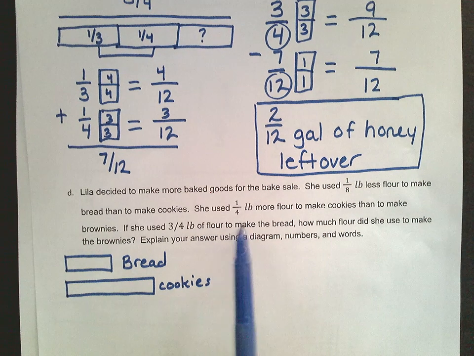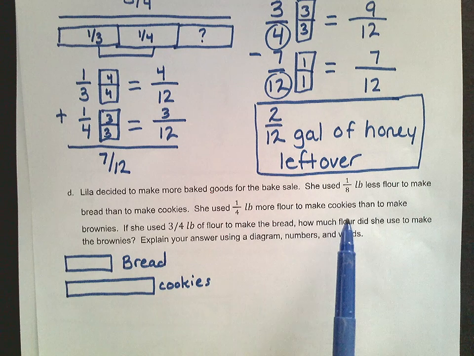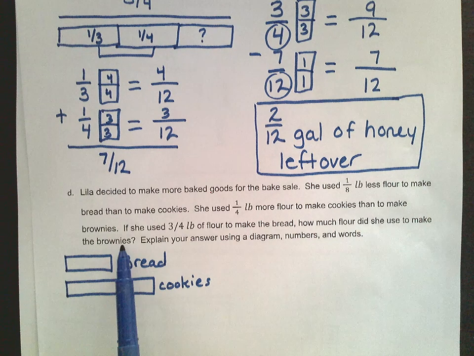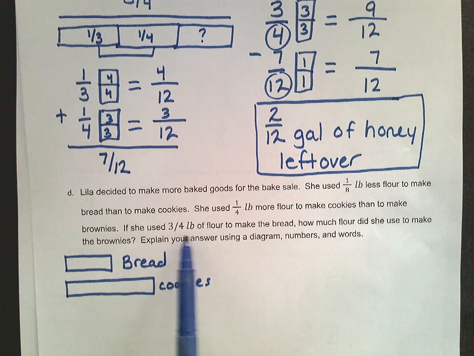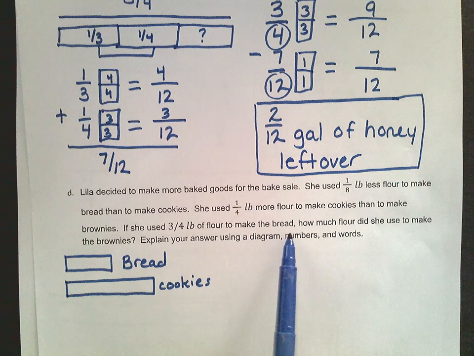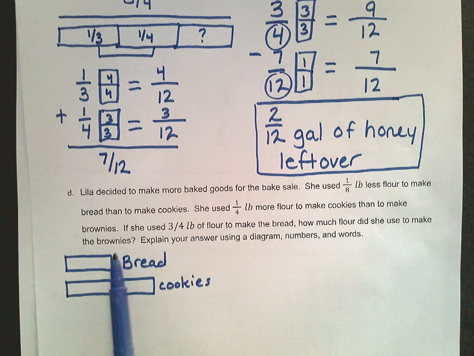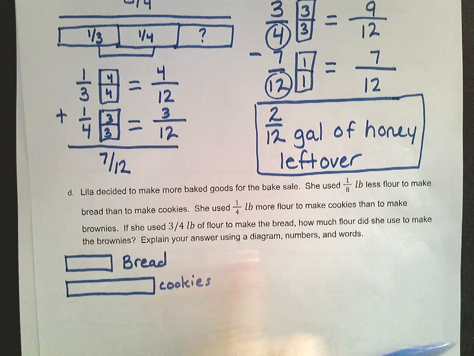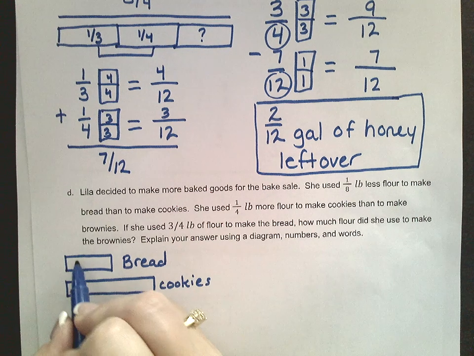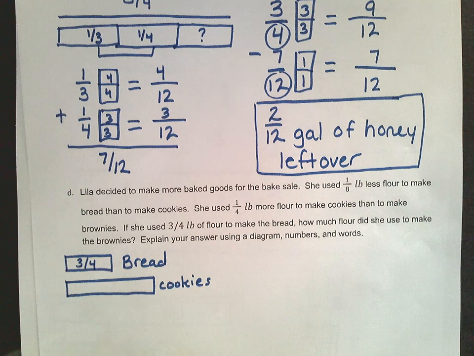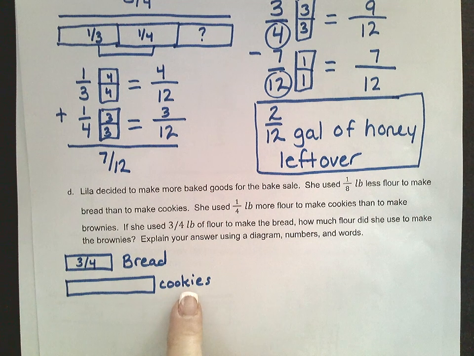So then it says she used 1/4 pound more flour to make cookies than to make brownies. If she used 3/4 pounds of flour to make bread, how much flour did she use to make brownies? So we're going to need all three of them. We're going to need bread, cookies, and brownies. So what we know already is bread. They said it's 3/4, so I could label that. So now let's look at cookies first. We'll worry about brownies later.